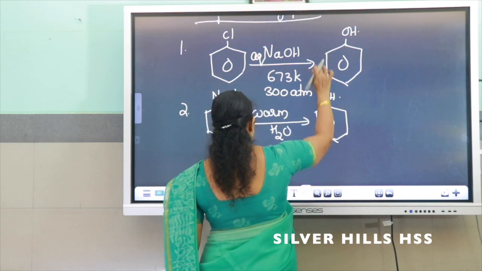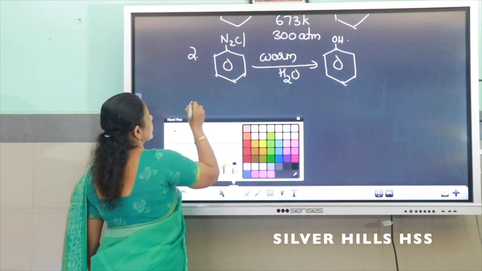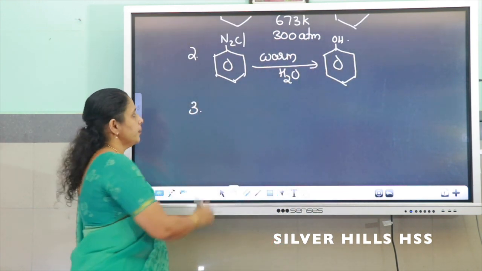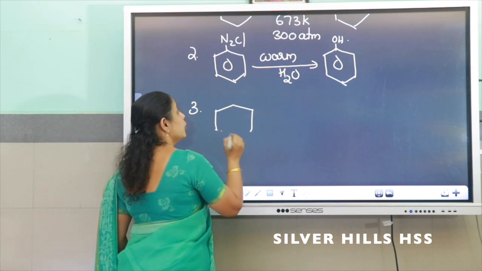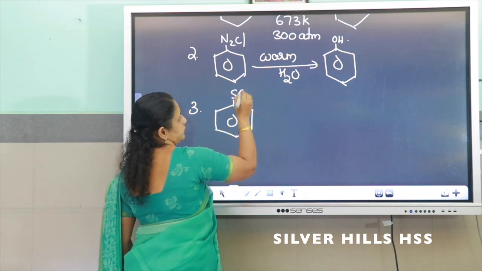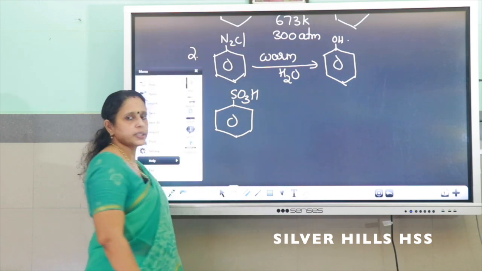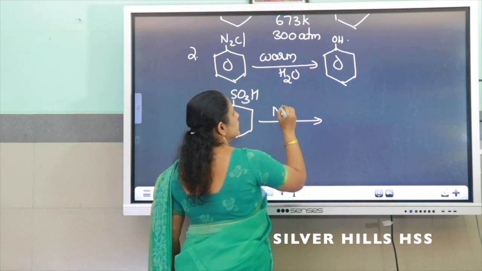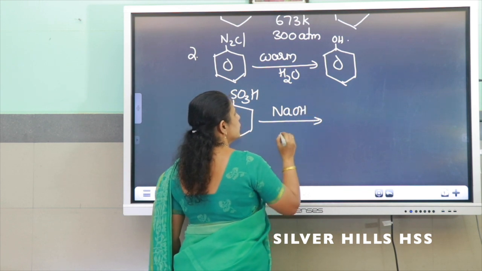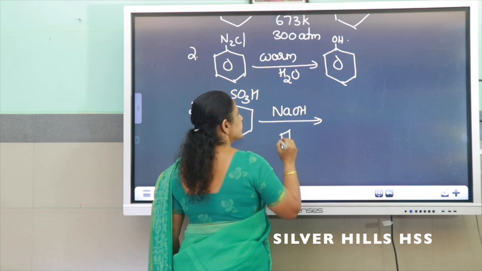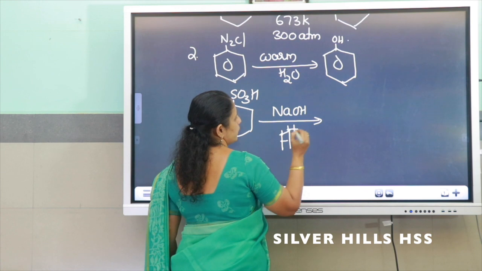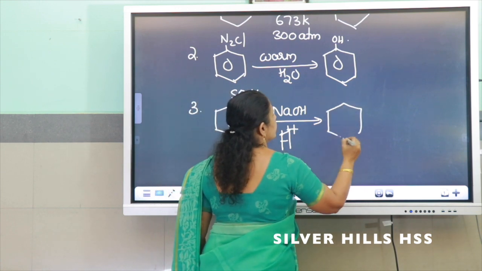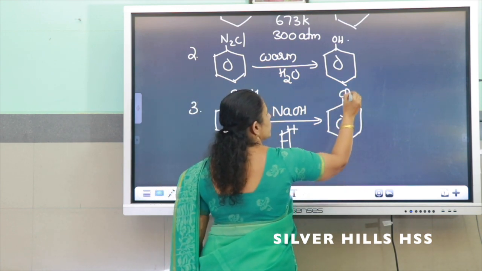Then the third method is from benzene sulfonic acid. This is benzene sulfonic acid. When it is treated with NaOH followed by acidification, we obtain phenol.